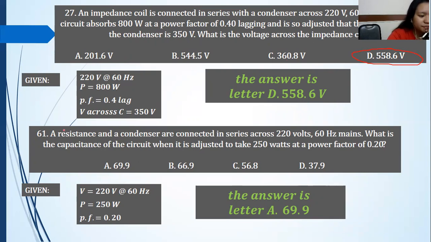And for number 61, a resistance and a condenser are connected in series across 220 volts, 60 Hz. What is the capacitance of the circuit when it is adjusted to take 250 watts and a power factor of 0.20? Same as number 27, I don't know the solution and I don't know how to answer it, but I have seen an article, and I'm not sure if it is correct, but the answer is letter A, 69.9 for the capacitance.